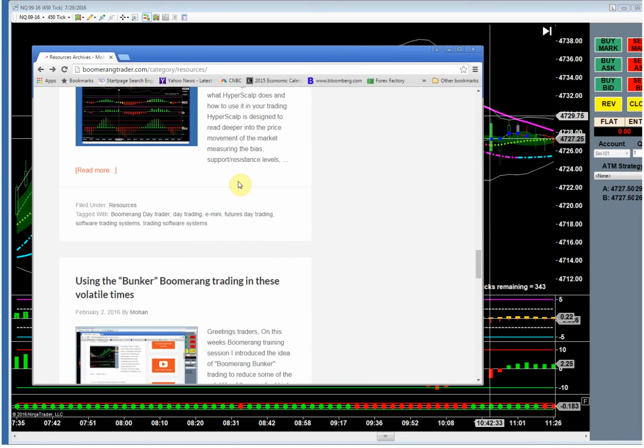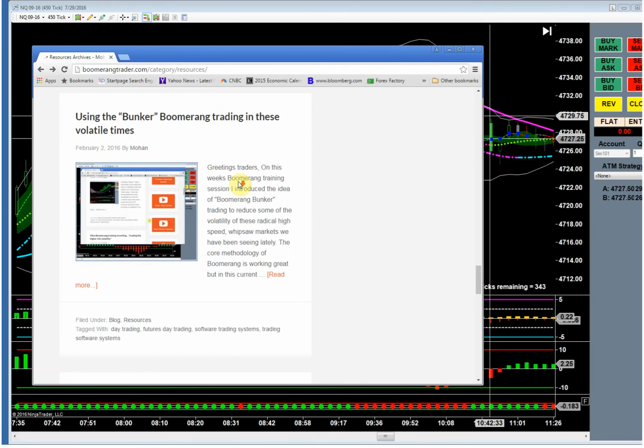So again, today what I'm going to focus on for the U.S. stock indexes is called the bunker boomerang trading method. It's the same as our original method, but the bunker method has a few key elements in it that are very important for markets like we have right now. So let me go into that a little bit with you.